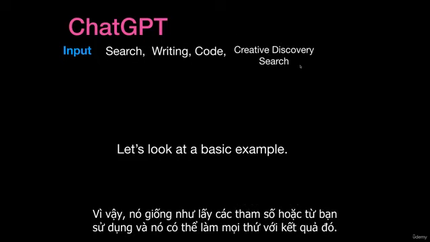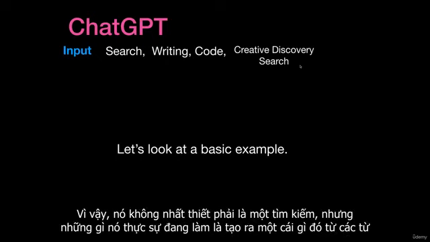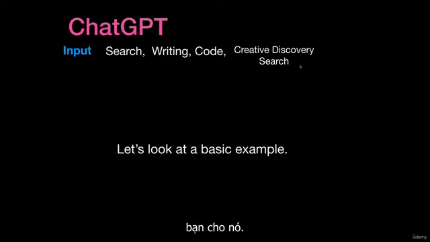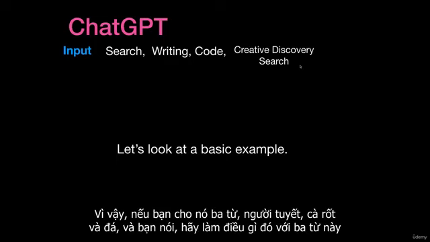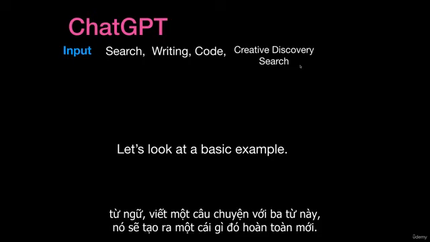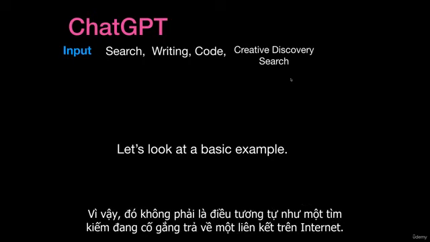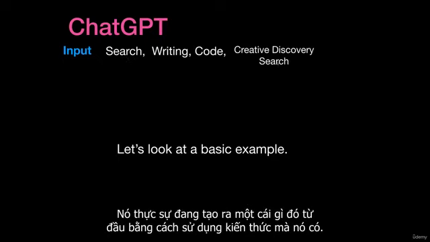So it's kind of taking the parameters or the words you use, and it can do things with that result. So it's not necessarily a search, but what it's actually doing is producing something from the words you give it. So if you give it 3 words, snowman, carrot, and rocks, and you say, do something with these 3 words, write a story with these 3 words, it'll create something brand new. So that's not the same thing as a search that's trying to return a link that's on the internet. It's actually creating something from scratch using the knowledge that it has.